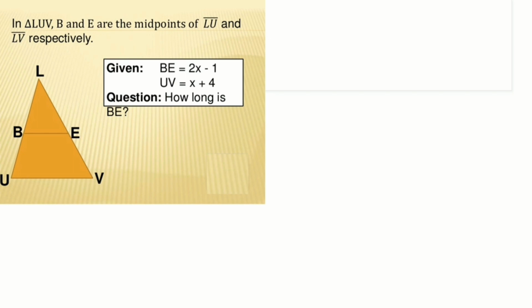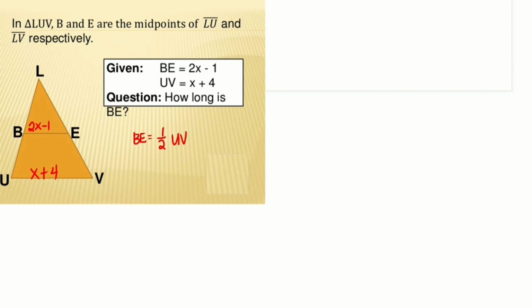Alright, let's try harder. In triangle LUB, point B and point E are the midpoints of segment LU and segment LB respectively. Now, the given is segment BE is equal to 2x minus 1, and UV is x plus 4. So how long is BE? Remember, applying the midline theorem, segment BE is equal to 1/2 segment UV.